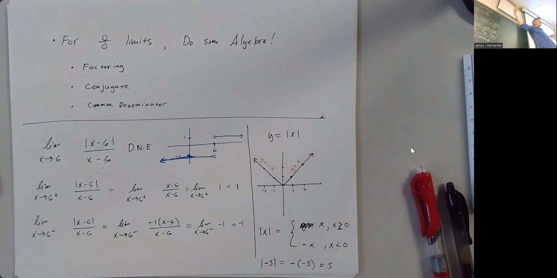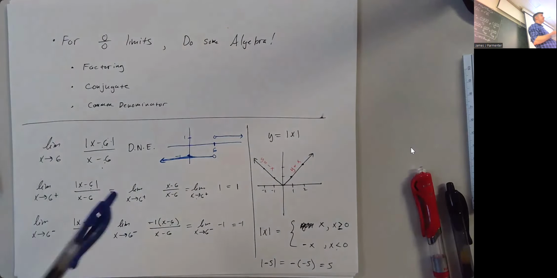And so you can see here that the left side and the right side are not matching up as we get closer and closer to 6. So our limit as x approaches 6 does not exist. Any other limit would exist, but not as x approaches 6.